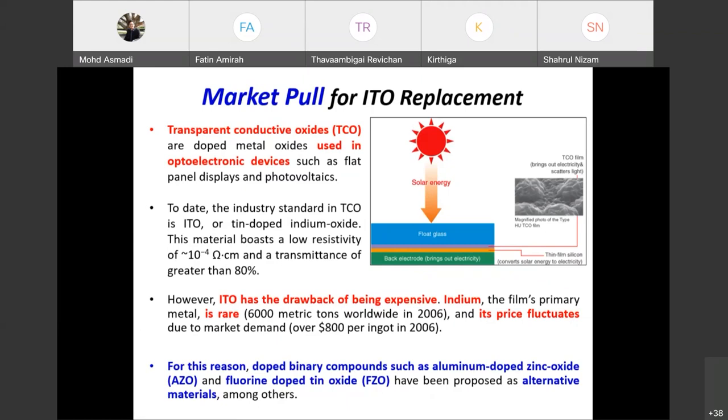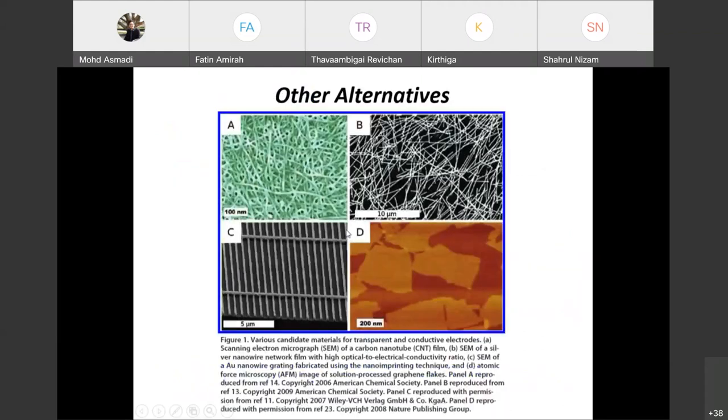So when considering cost in terms of commercialization, alternative materials should be considered, especially if they are safe and environmentally friendly. Similarly with aerosols, if there is another chemical that can replace the aerosols, we should use that one, which is safer and more environmentally friendly. So this is another alternative, I think this is CNT, carbon nanotubes. There are various candidate materials for transparent and conductive electrodes, many candidates A, B, C, and D. So you can see here.